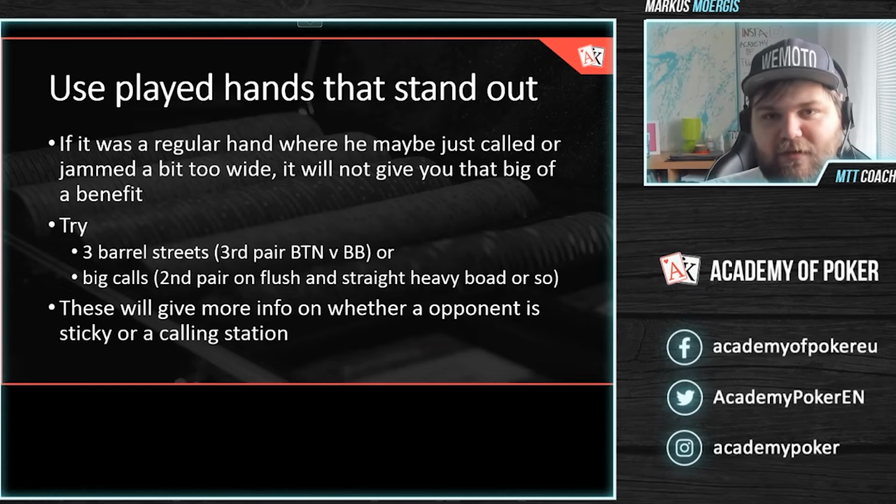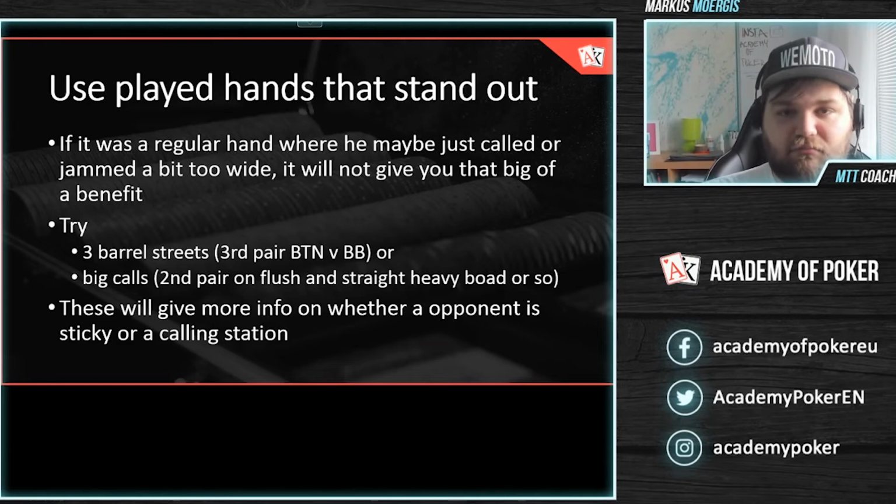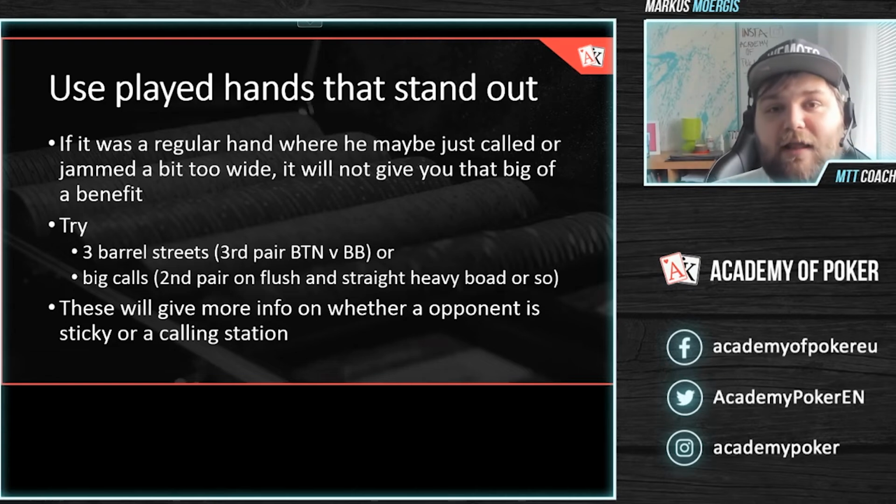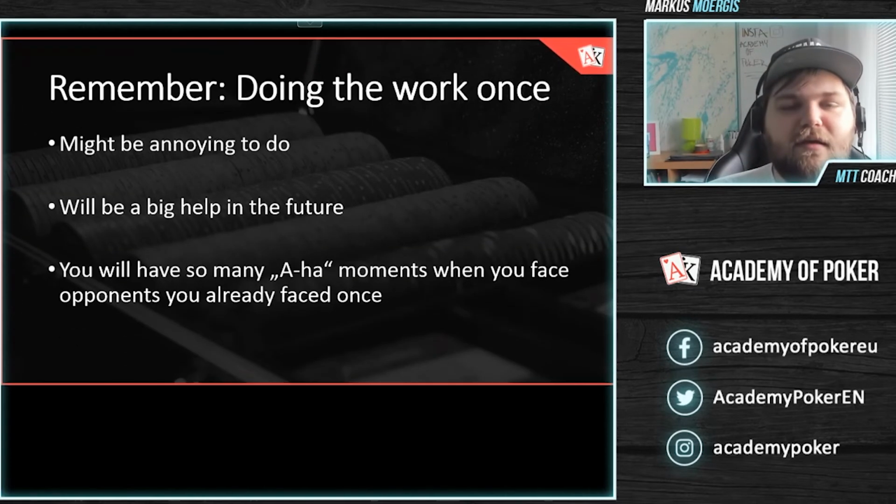Because people do this. They think, okay, I haven't played a hand in some time. Let's just start bluffing now. And then they try to bluff no matter what the situation might be. So those things will give you really good information and will help you in the future. And yeah, that's the last thing I wanted to talk about.